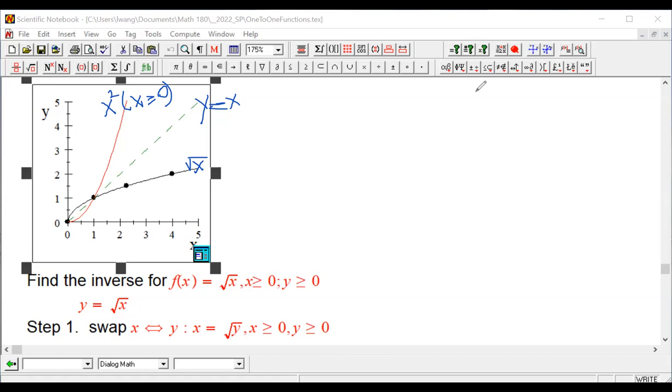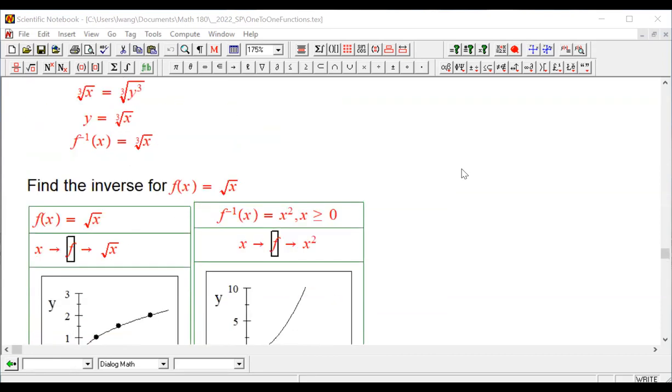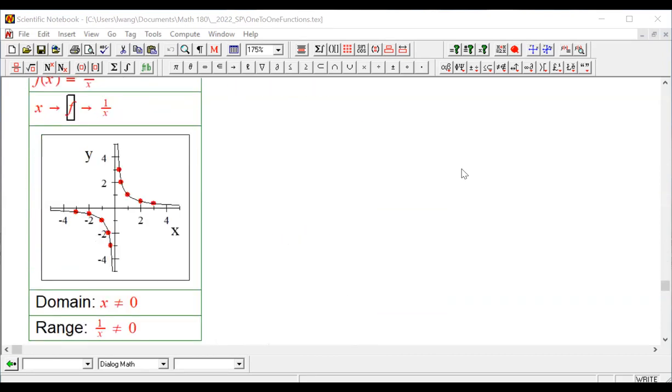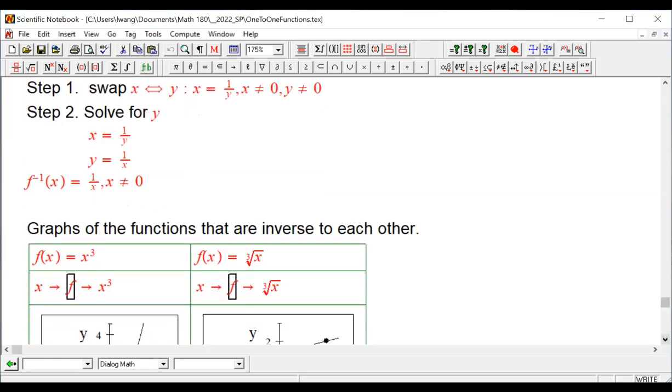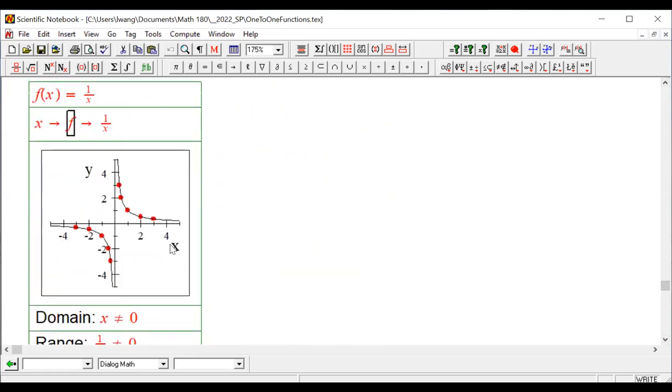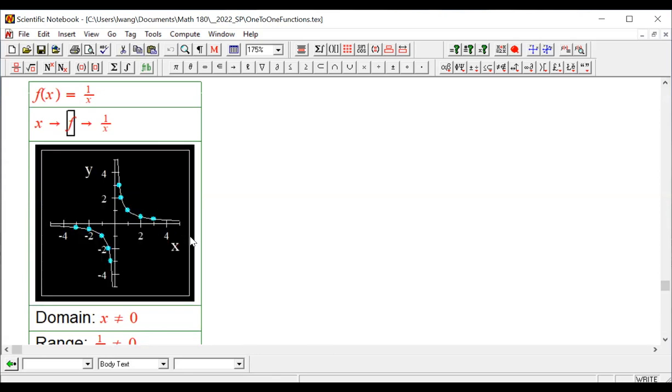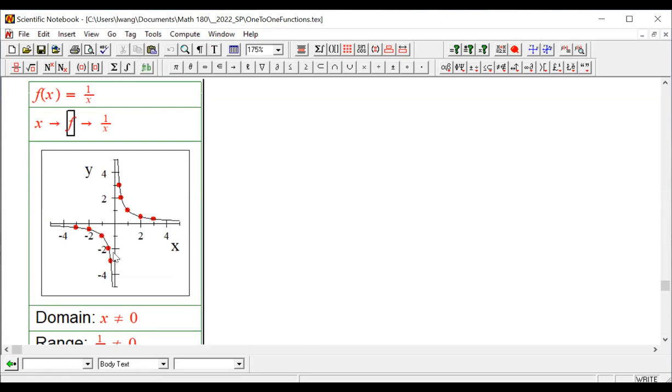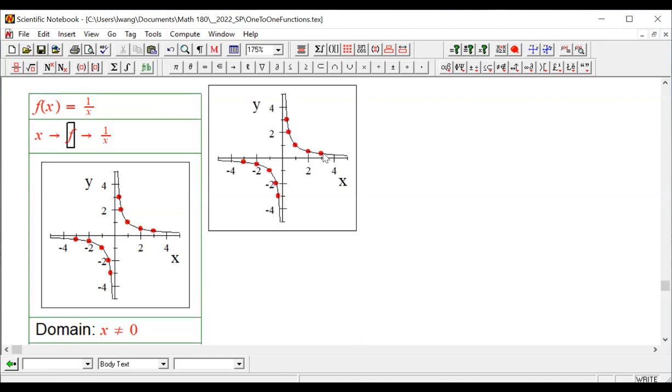Last but not least, we just found the inverse for this guy, right? And we found that this inverse is itself. These two functions are inverse to each other, it's the same function. Are they symmetrical? So if we plot another one, if the inverse is the same as the function, we're going to get exactly the same one. So if we graph this function again, you see both the function and its inverse at the same time.